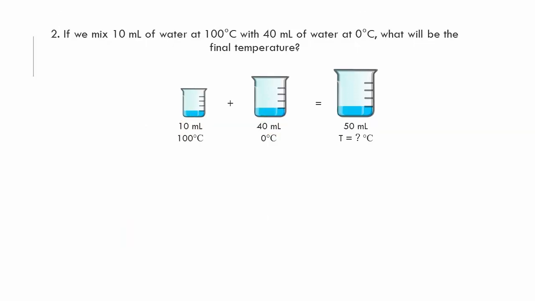If we mix 10 milliliters of water at 100 degrees Celsius with 40 milliliters of water at 0 degrees Celsius, what will be the final temperature? The 40 milliliter container is 4 times more massive than the 10 milliliter container. Therefore, its heat capacity is 4 times greater. That means that it will be 4 times harder to increase its temperature than it will be to decrease the temperature of the 100-degree water in the 10 milliliter container.